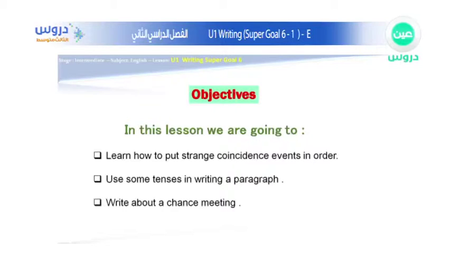Excellent. Let's go. We have some objectives that we have to achieve today. In this lesson, we are going to, number one, learn how to put strange coincidence events in order. Number two, use some tenses in writing a paragraph. The third one, write about a chance meeting.